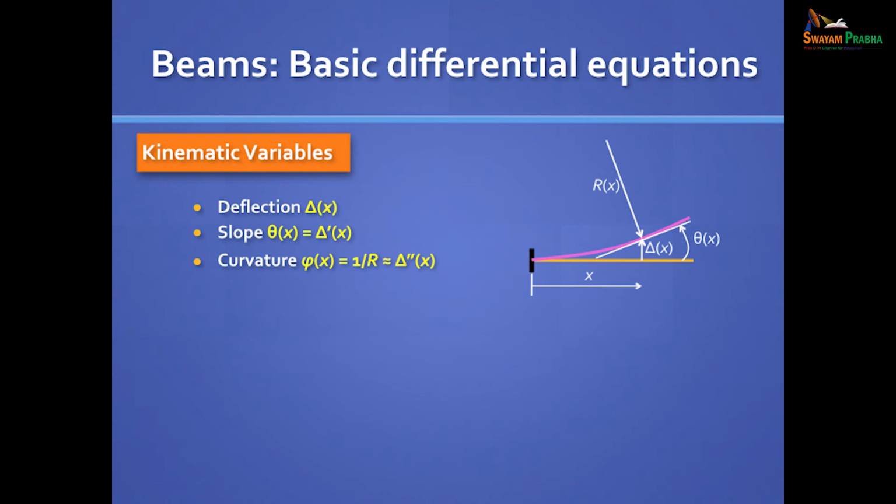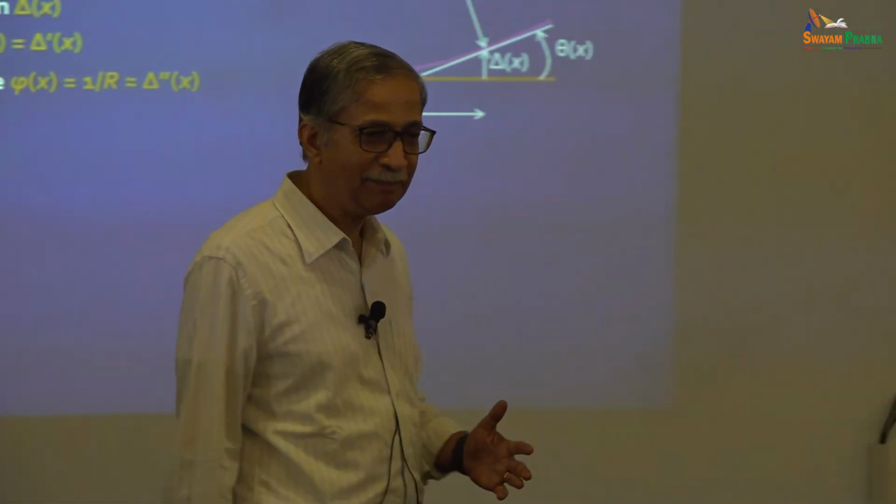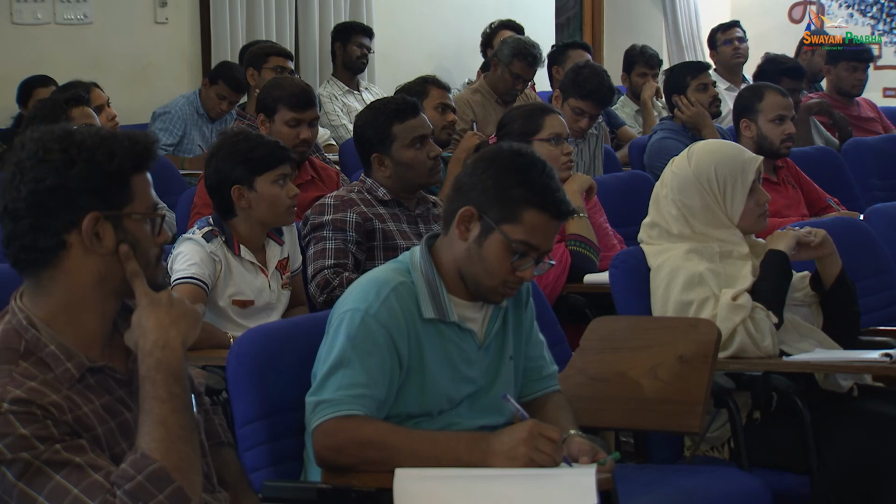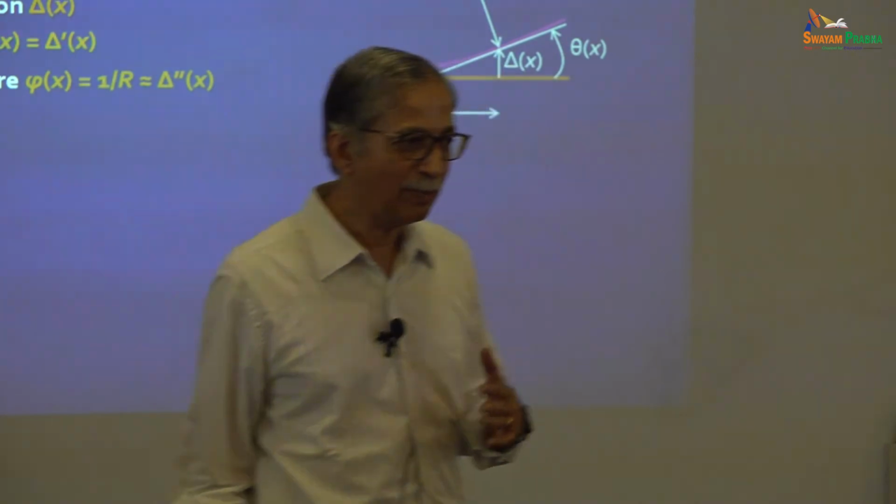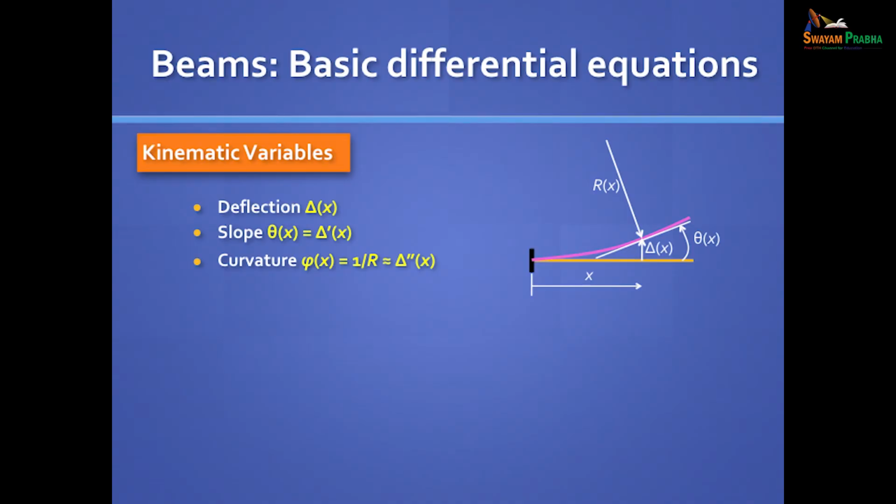What is that? Curvature. Curvature is best understood in terms of radius of curvature. And that radius can theoretically change from point to point. Whenever the radius of curvature changes, what does it imply? There is some shear coming into play. Otherwise, it should be the same. Okay? So, curvature phi of x is 1 by r, which is the second derivative. This is approximate. This is the exact definition of curvature. You remember the formula for curvature. For small deformation, you can take this approximation.